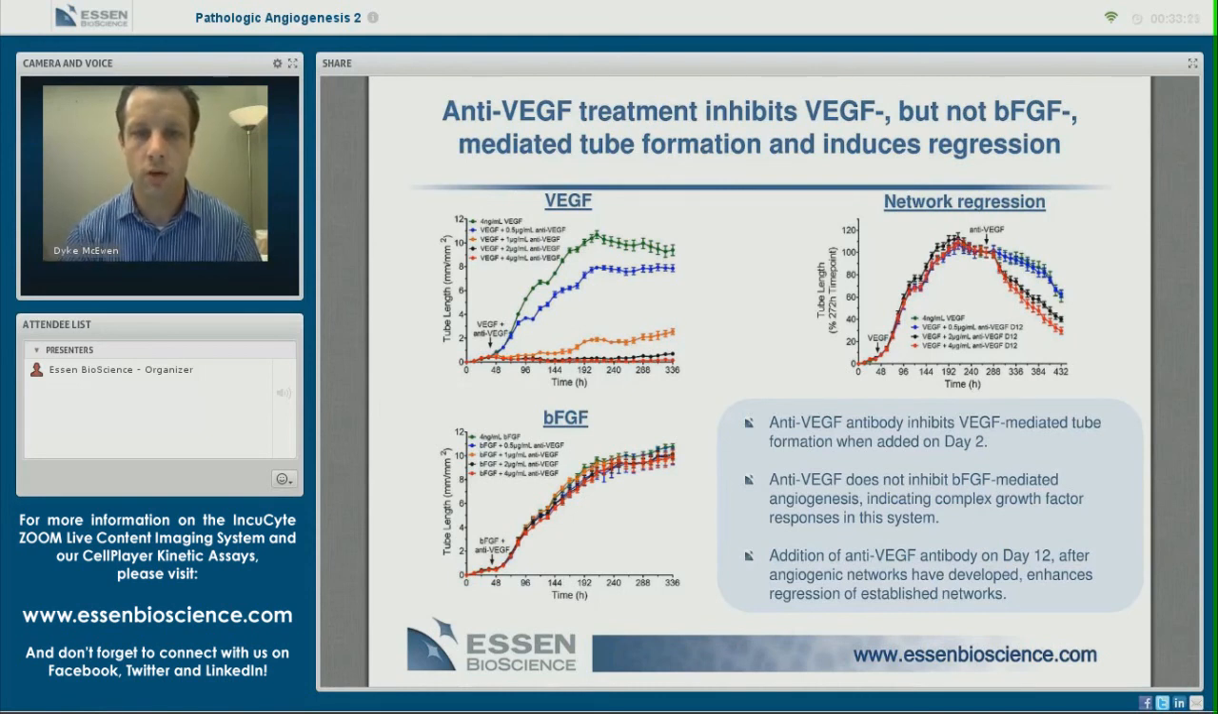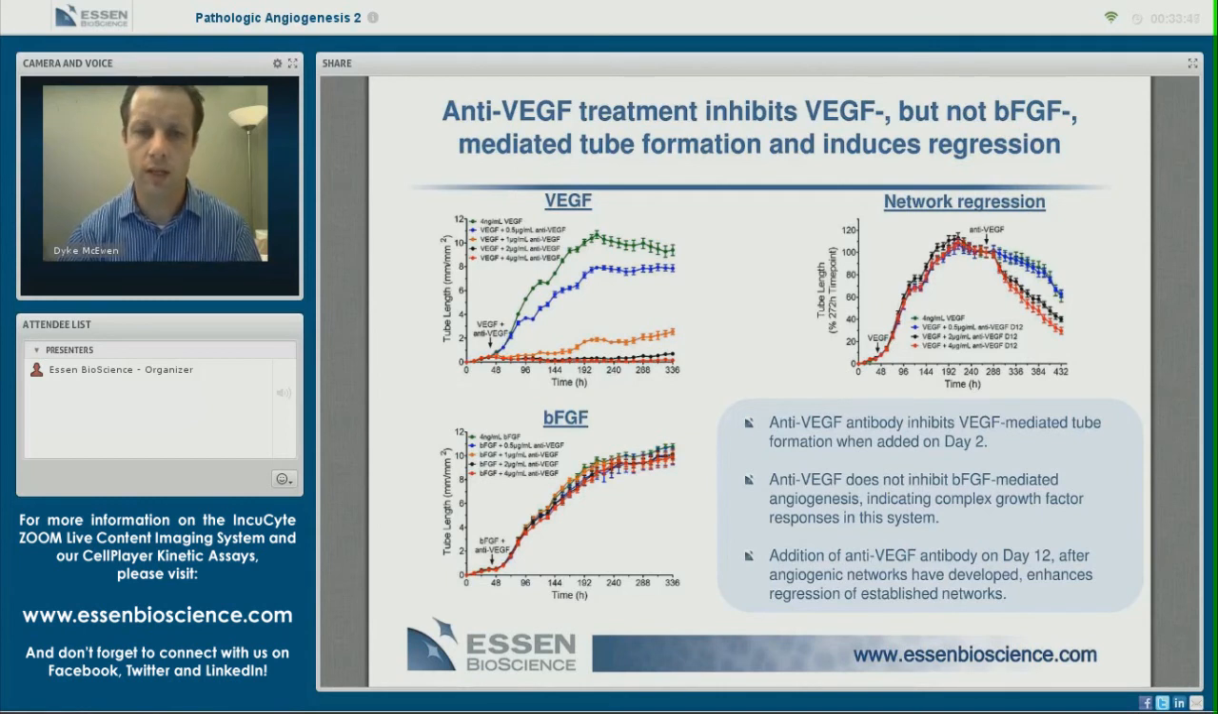VEGF growth factor and the anti-VEGF antibody were added on day 2 in this assay, and the tubes were allowed to develop over time. What you see is with VEGF, there's a concentration-dependent inhibition of tube formation in the presence of the anti-VEGF antibody, where 2 to 4 microgram per mil of the antibody results in a complete inhibition of tube formation.